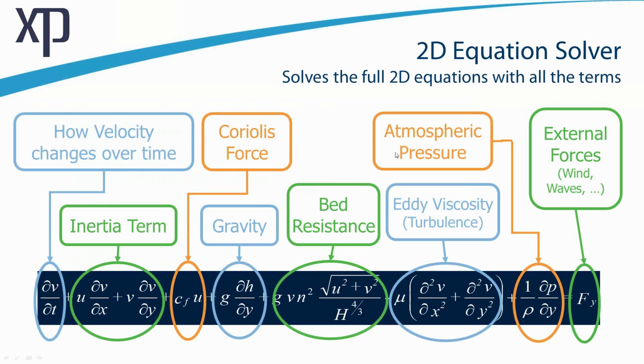So the equations that you'll see in a second are the full 2D equations. They are solving not only the effect of gravity and bed resistance, so they're your fundamental ones, but also include inertia and eddy viscosity turbulence. It also includes effects such as Coriolis and atmospheric pressure and external forces, which are not so relevant for flooding. But the remainder of the terms are all important in different degrees depending on the complexity of the flow and how deep the water is.